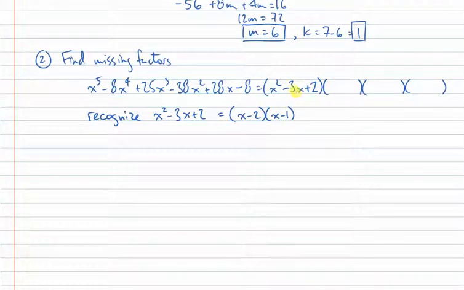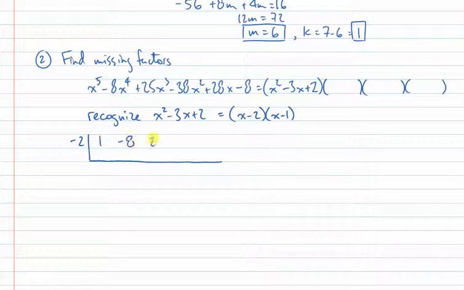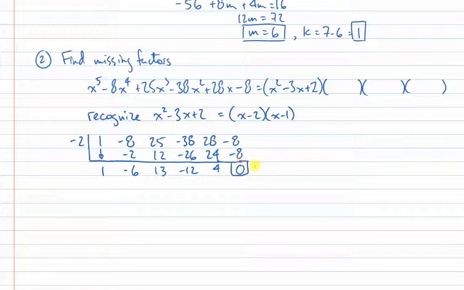What I'm going to do is use synthetic division with these. So I'm going to use the value 2. I'm going to detach all the coefficients from the dividend, which I'm doing now, and I'm going to perform synthetic division. So negative 8 plus 2, negative 6, continuing to multiply and add. I'm going to get remainder 0, which is what I would expect.